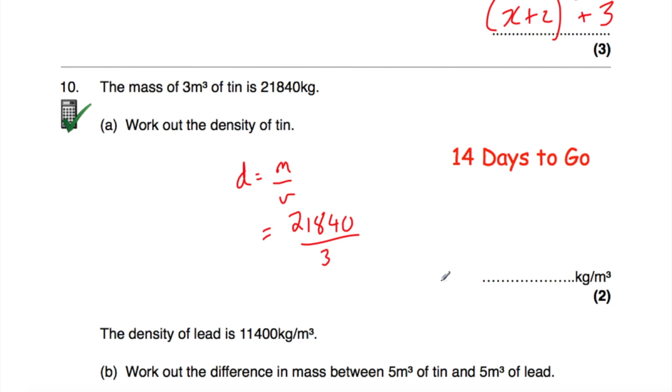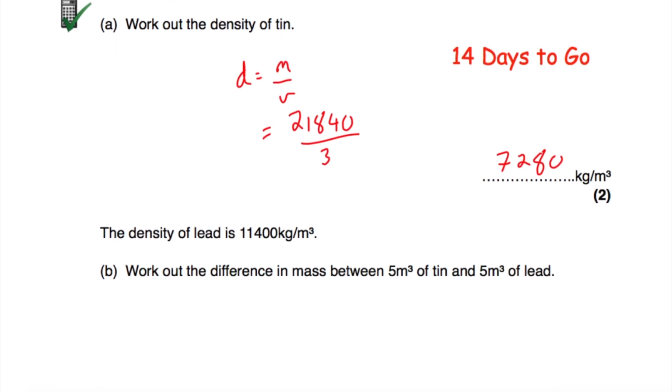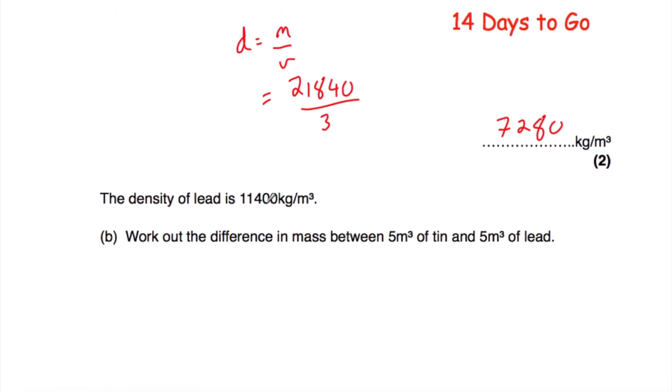So if we do 21,840 divided by 3, that's equal to 7,280. So the density of tin is 7,280 kilograms per meter cubed. Next we're told the density of lead is 11,400 kilograms per meter cubed, and we've been asked to work out the difference in mass between 5 meters cubed of tin and 5 meters cubed of lead.